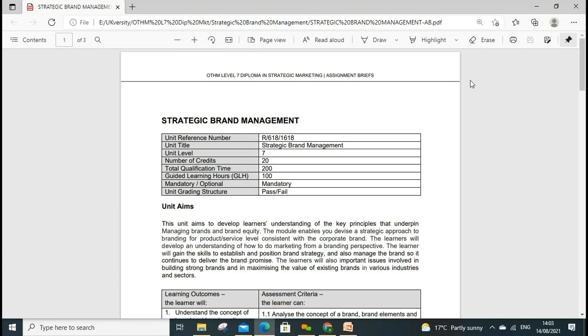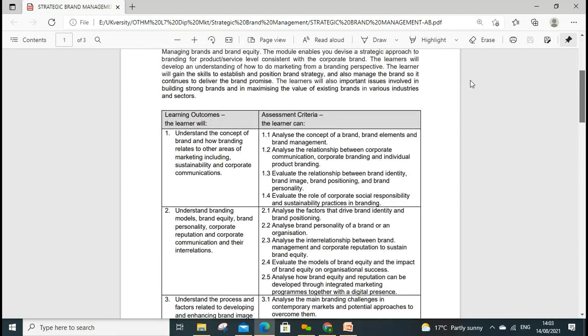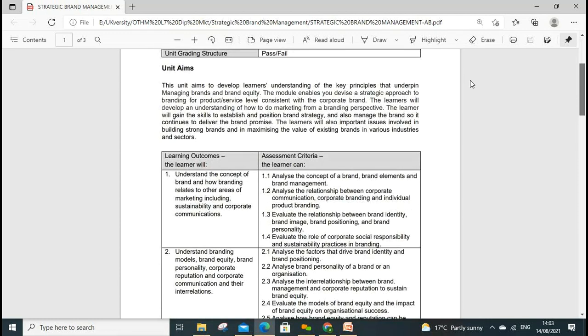The learner will also explore important issues involved in building a strong brand and maximizing the value of an existing brand in various industries and sectors. So various examples will be quoted during our delivery. Okay, so that was the aim of this unit. We will look at why branding is important, and why some brands with wonderful products were not successful, because the branding was not appropriate and was not reflecting the right product. So we will discuss that as well.